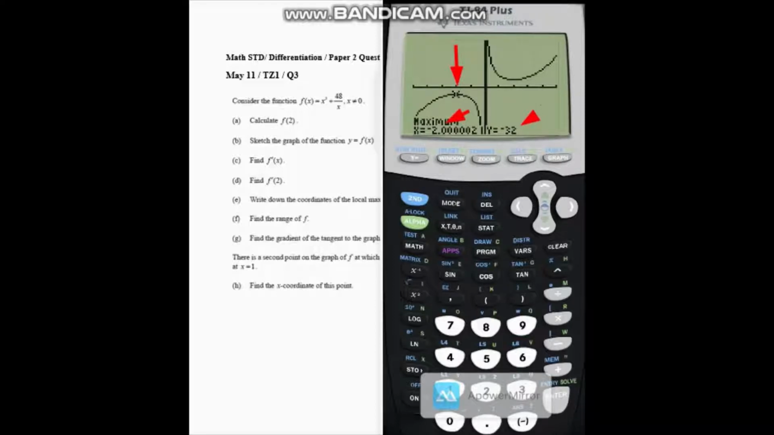So the calculator tells us that the maximum point exists at -2 and -32. Of course, this does not mean that this is the absolute maximum point in the graph, because as you can see, this point is higher, but this is what we call a local maximum. Within this region of the graph, this is the maximum point. In the negative region of the graph, this is the maximum point. Similarly, here, this is the local minimum, not the absolute minimum of the graph. Within the positive region of the graph, this is the minimum point.